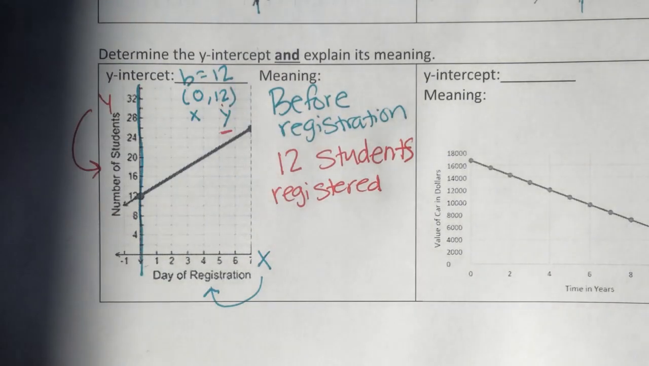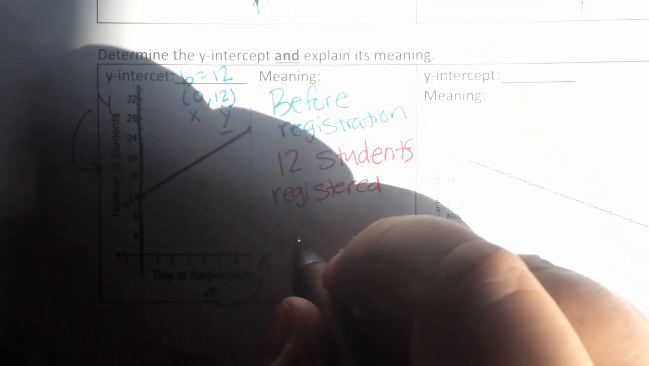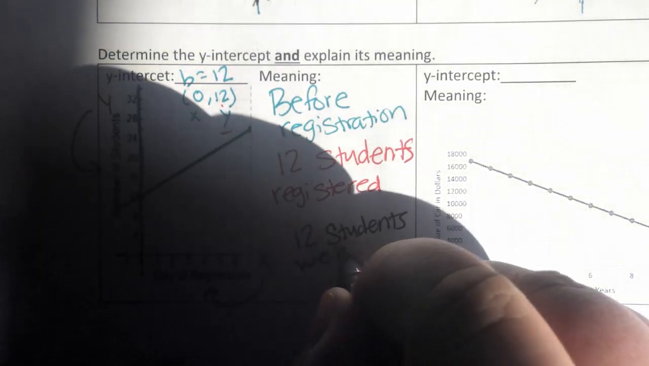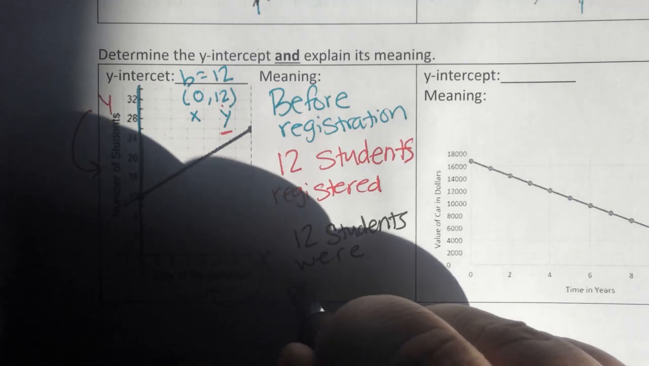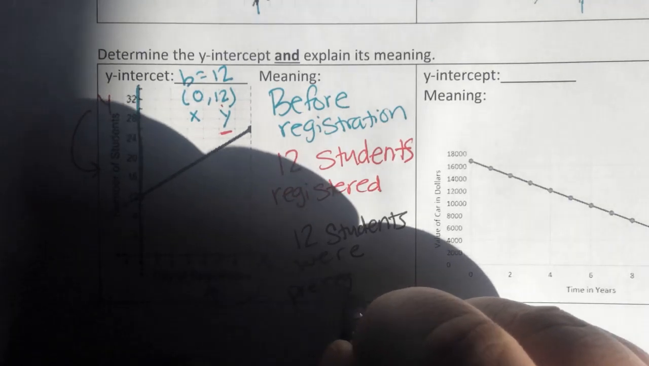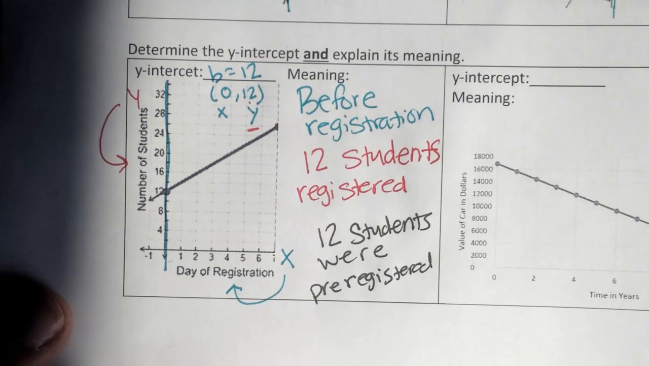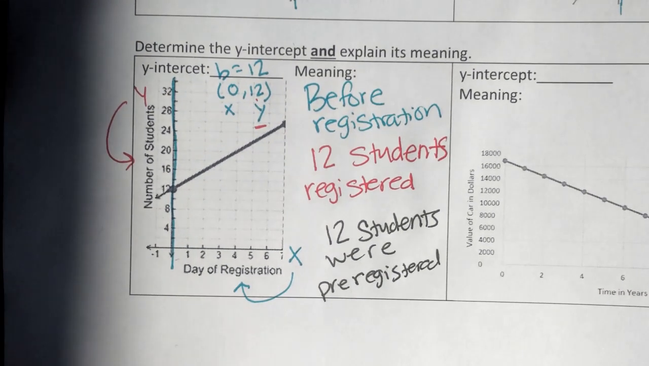If I think about what before registration means, we often call that pre-registration. So this could also be said: 12 students were pre-registered. Now I know a whole lot about this graph, and I have no other context other than just the labels of the axes. So that's pretty neat and helpful stuff.